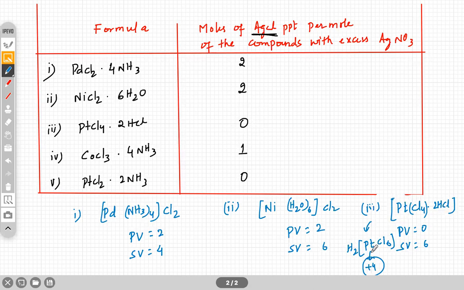Here still we have ionization. That's okay, you can write this way, and in some books they have written this way also. As far as AgCl precipitation is concerned, this also holds true because this chlorine won't go out into the solution. This chlorine also won't go out. So both ways you can represent it, but since there is no ionization of chlorine atom, we are considering the primary valency to be zero.